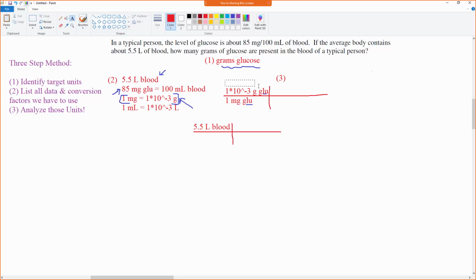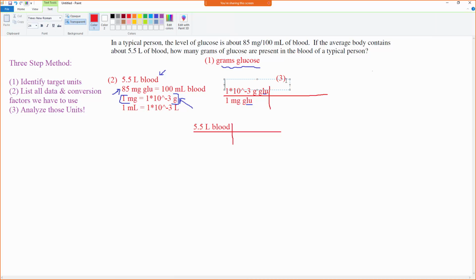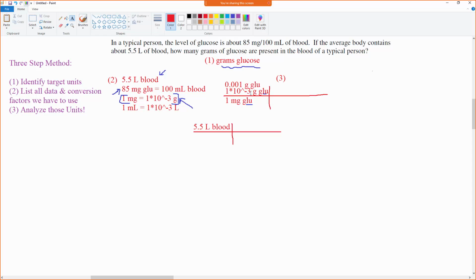No. That is essentially saying 0.001 grams of glucose, right? Because it's times 10 to the negative third. If this was times 10 to the positive third, that would say 1,000 grams is equal to a milligram. Oh, okay, that makes so much more sense. Thank you. You're welcome. That was perfect.